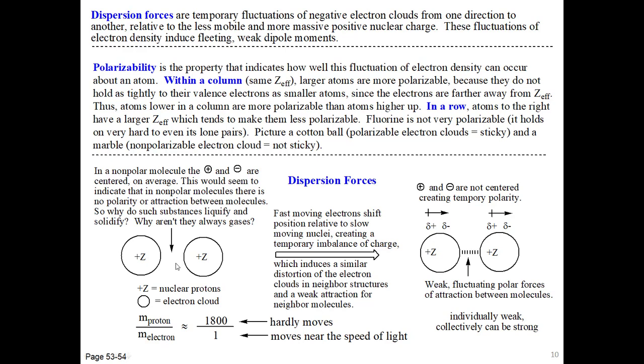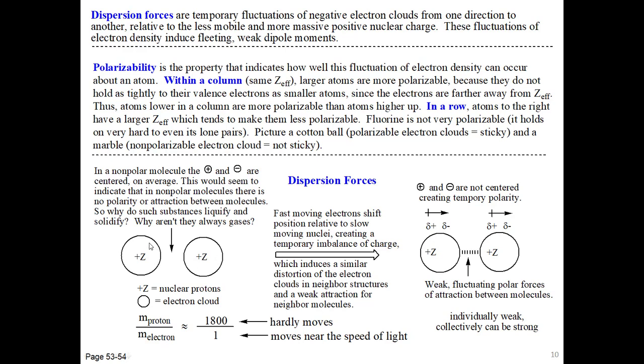So if we look at this little symbolic picture here, we would have, say, a nucleus with its plus charge, and it's surrounded by electrons. This could be either an atom or a molecule. It's surrounded by its electrons, and there's no polarity, so we would expect the center of the negative and the center of the positive to be the same. And the one over here would look just like that, and so forth throughout.